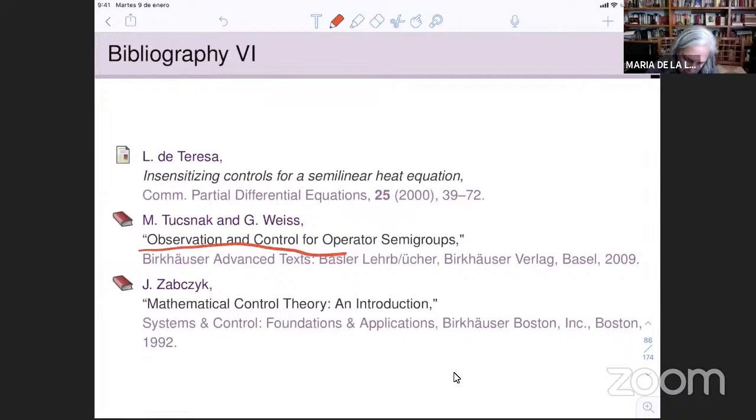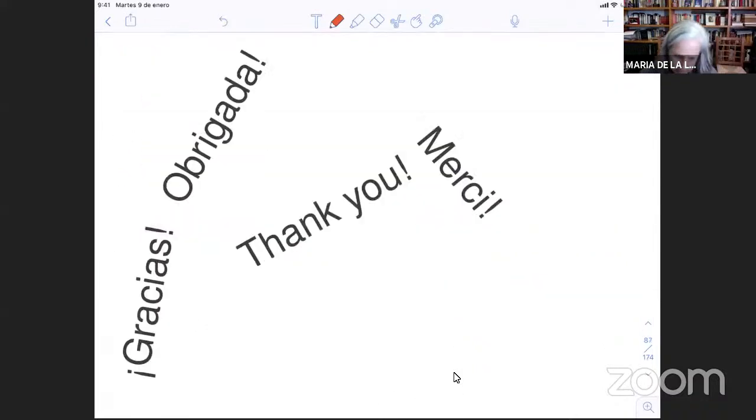So here you have this very good book of Tucsnak and Weiss about the observation and control of operator semigroups. You find a lot of results inside this book. It's not very easy, but you can find some very interesting results in it. And you have this more basic book on ODEs and partial differential equations, and you have also a very interesting and well-written book about all these subjects.